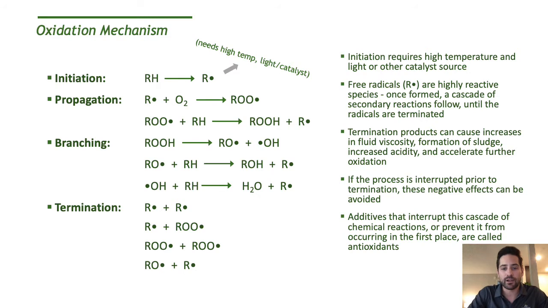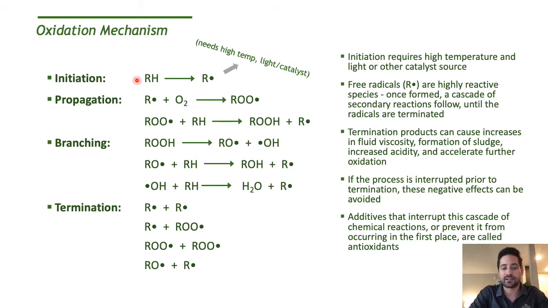So I'd like to give a quick overview on oxidation. How does oxidation occur in a lubricating system? The first thing that needs to happen is initiation. Initiation is where the first free radical is formed. This R dot here, that's the radical that's been formed. In order for this reaction to proceed, there needs to be high temperature, and there needs to be either light or some kind of catalyst.